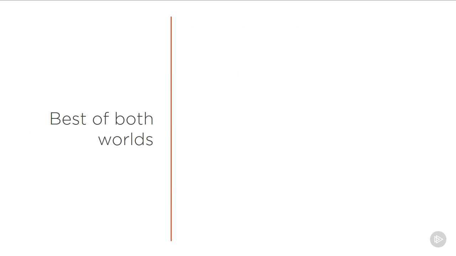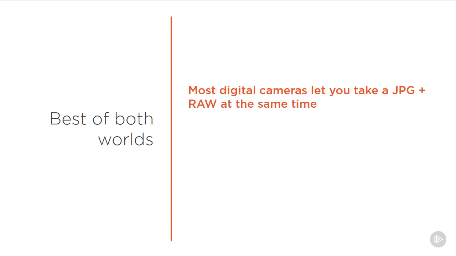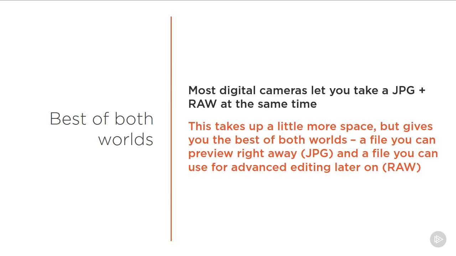Now, for that reason, a lot of digital cameras these days will allow you to take both a JPEG and a RAW image at the same time. Now, this is really kind of the best of both worlds. It does take up a little bit more space because you're creating two files, but it gives you a file that you can preview right away, which is your JPEG, and a file that you can use for your advanced editing later on, your RAW image. So really, it's the best of both worlds. And we saw a little bit of what this looks like on the camera in the previous lesson and how to process both of those at the same time in Lightroom.